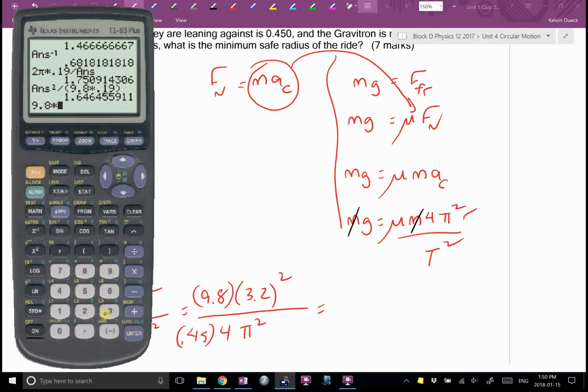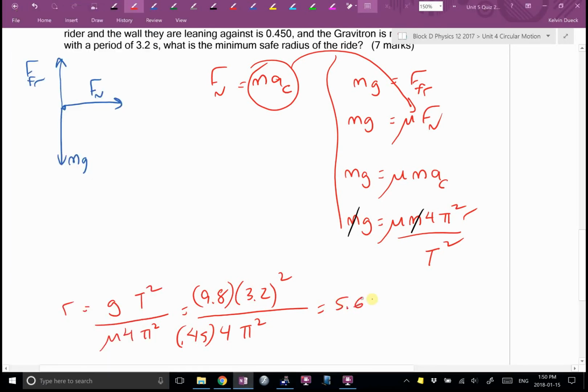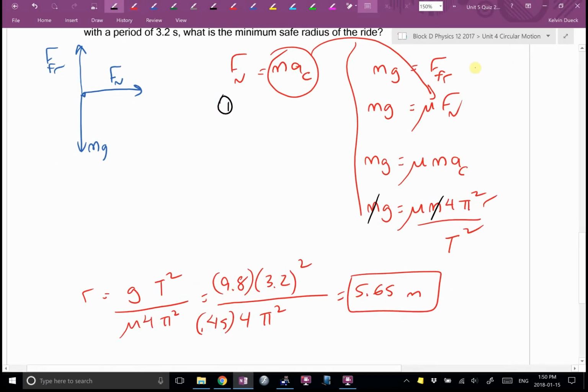So that was me being fussy as a nerd. 9.8 times 3.2 squared divided by bracket 0.45 times 4 times pi squared. You get 5.65 meters. If you got that, 7 out of 7. Otherwise, 1, 2, 3, 4, 5, 6, 7. Yeah, that'll work. Otherwise, I would give you 1 mark for that, 1 mark for that, 1 mark, 1 mark, 1 mark, 1 mark, 1 mark.